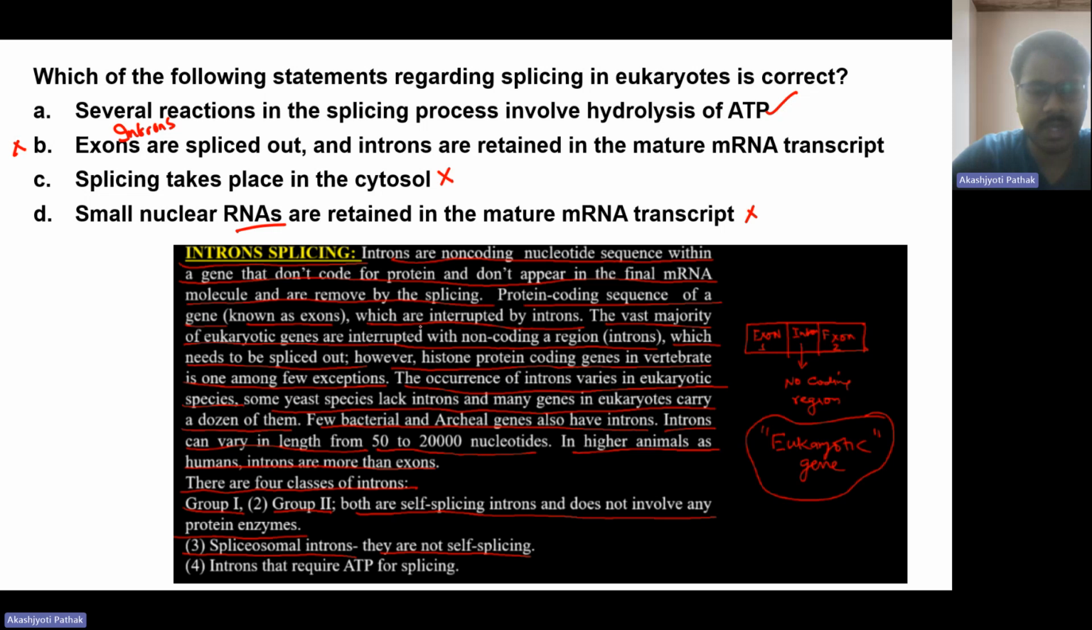This was discussed in your lectures. You can go through the lecture once again. So basically, the group one and group two introns are self-splicing introns and do not involve any protein enzymes. And the group three introns are called the spliceosome introns that are not self-splicing, and they require ATP for splicing. So based on how the splicing machinery functions, they are grouped into four different classes.